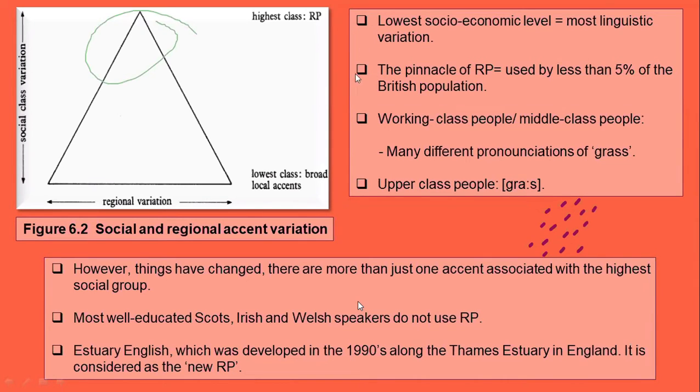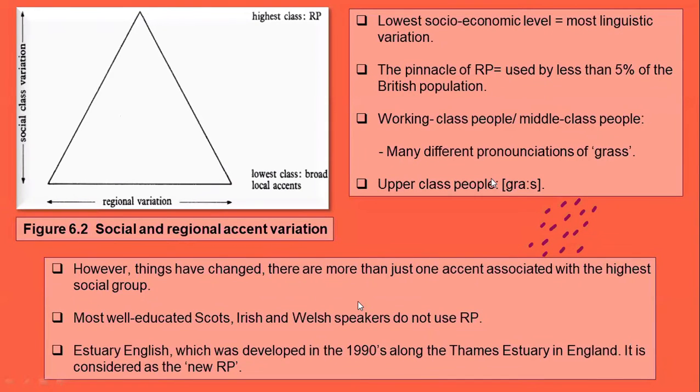So it means that working class people or middle class people will use many different pronunciations of the word grass. Meanwhile, when you go further up, the upper class people only pronounce the word grass as grass. So that is only one word. So there's a reduction of variation.